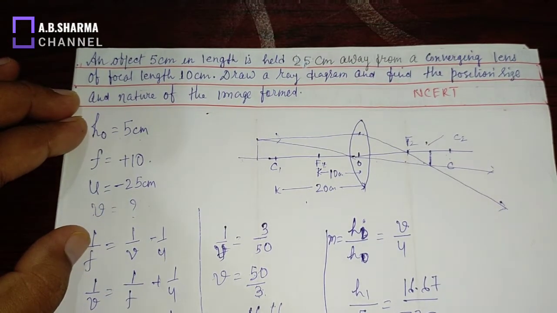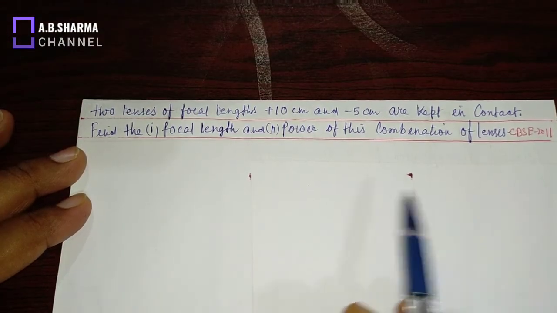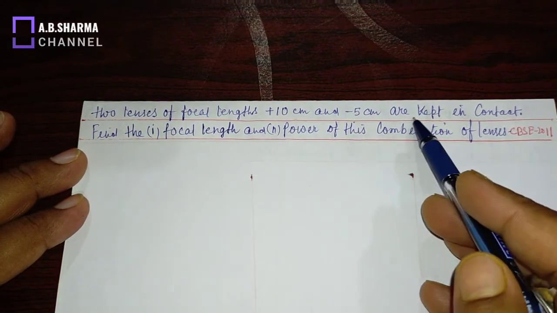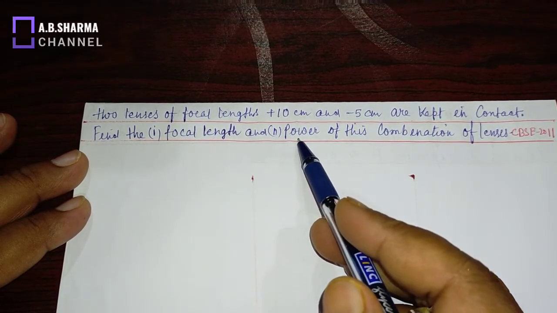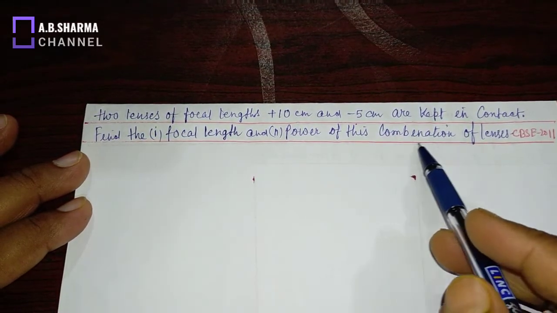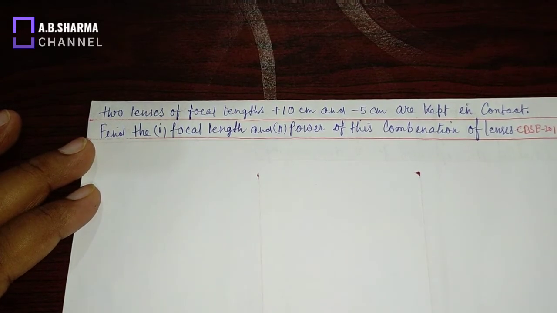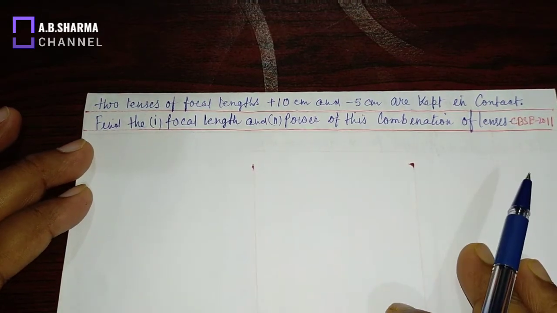Now see the next question. The next question is that two lenses of focal length plus 10 centimeter and minus 10 centimeter are kept in contact. Find the focal length and power of this combination of lenses. This question is from combination of lenses and power of lenses, and this question was asked in CBSE 2011.